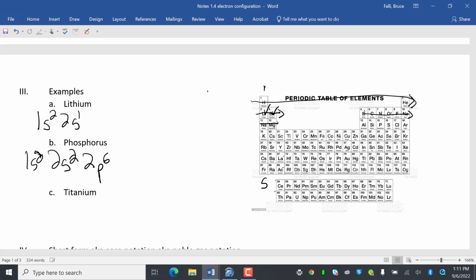Now I'm in the third row. Na and Mg. Third row, S block, 2. So I'm kind of going block by block. Still on the third row, but I only go 3. I'm in the P block now, but I only go 3 to get to phosphorus, which is right here. Okay, good. Now we get to do the bad titanium singing.